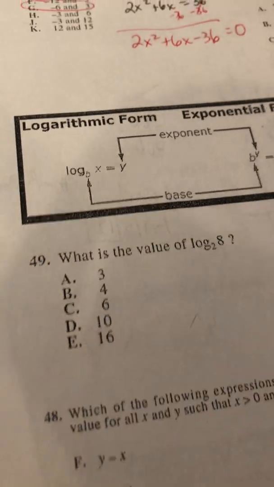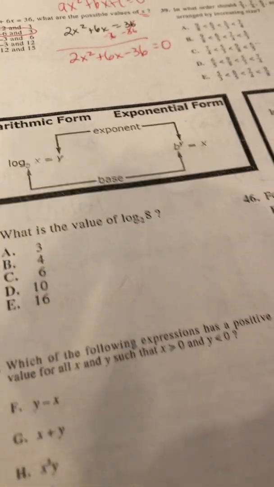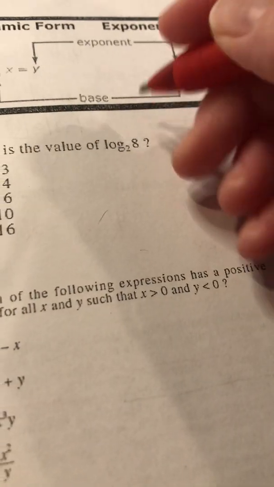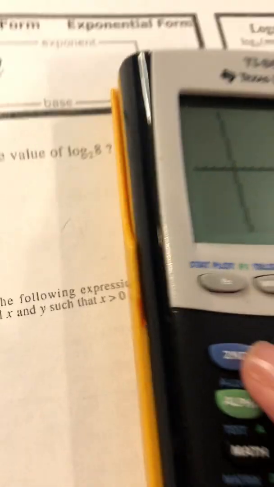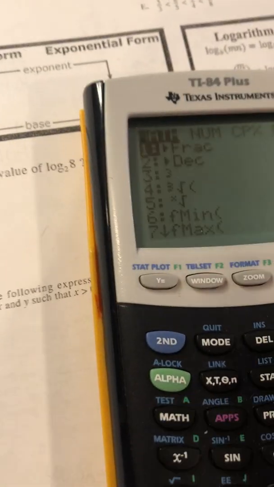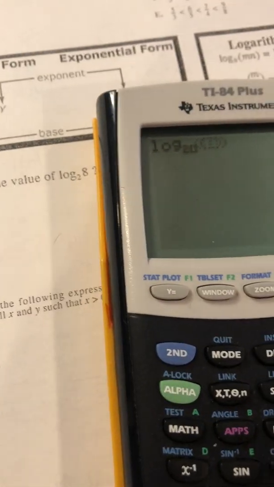I'm going to go straight down. Here's my log stuff again. So it says, which one is this? So we could put it in. I'm sorry, that was very loud. Math up, enter. We could put in our 2 and our 8 and know that it's 3, just like we did before.